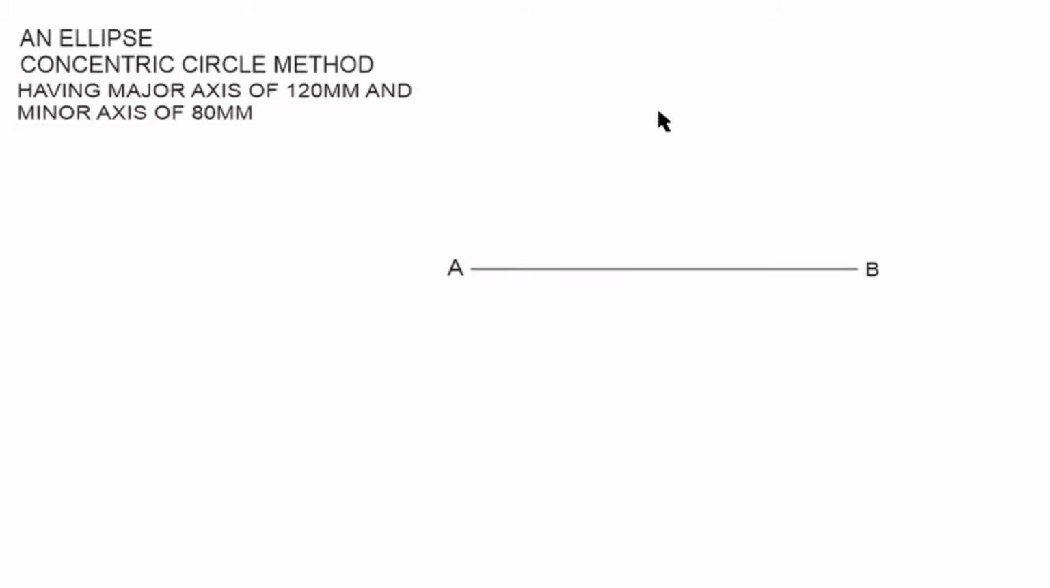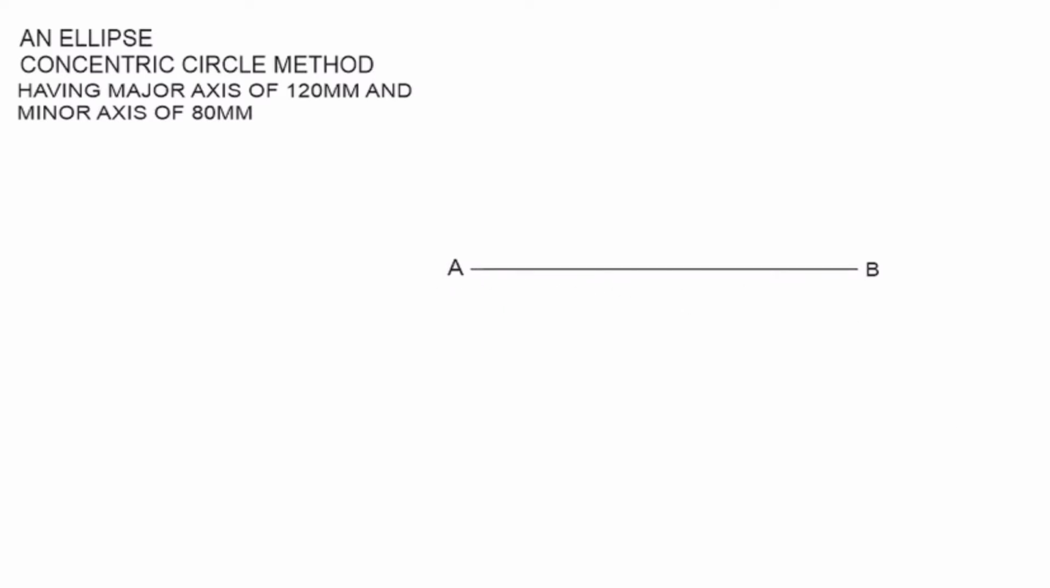So today we'll be drawing an ellipse using the concentric circle method. Our ellipse is said to have a major axis of 120 millimeters and a minor axis of 80 millimeters. So I've already drawn the major axis, which, remember, is the horizontal line of 120 millimeters. With your pencil and ruler, you draw a line of 120 millimeters, and of course you name the edges point A and B.